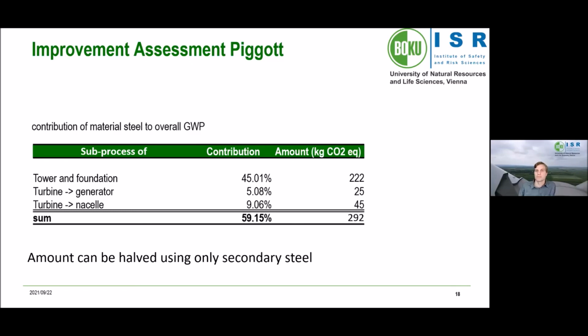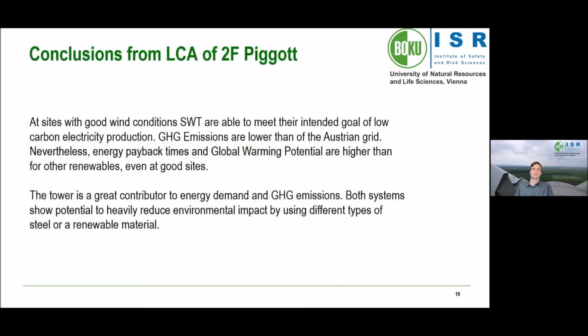So, conclusions from this: at sites with sufficient wind conditions, at least those wind turbines we looked at are quite able to meet their goal of low carbon production. The emissions are lower than that of the Austrian grid, but nonetheless, energy payback times and global warming potential are both higher than for other comparable renewables, even at good sites. So there's a lot of improvement which can and should be done.